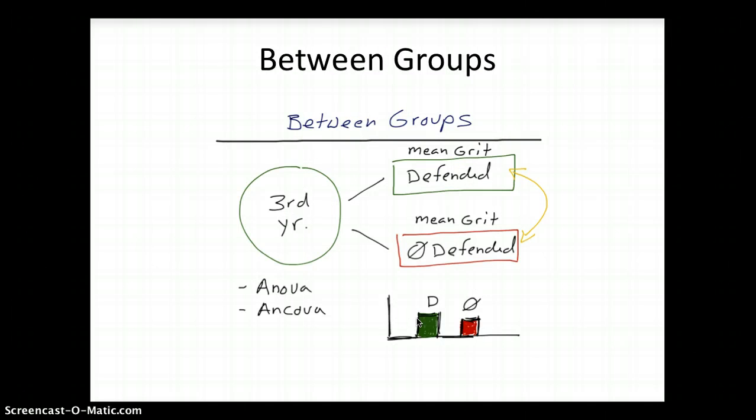The last design feature for answering my research questions was another between groups or causal comparative, where I looked only at third-year students and said, I want to split them into two groups. Those third-year students that have defended their proposal successfully and those who have not yet defended their proposal successfully. And so these are the two groups that I'm actually looking at: the average grit score of those who have defended and the average grit score of those who have not. I compared those together with a t-test, though you can also use an ANOVA, because an ANOVA is just a repeated measure of t-test, and an ANCOVA to control for those covariates.